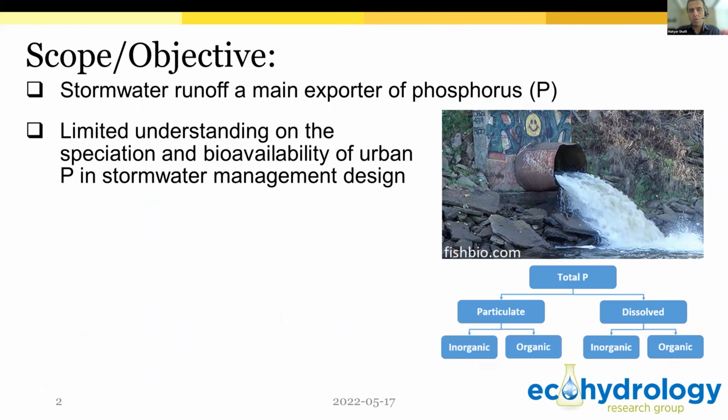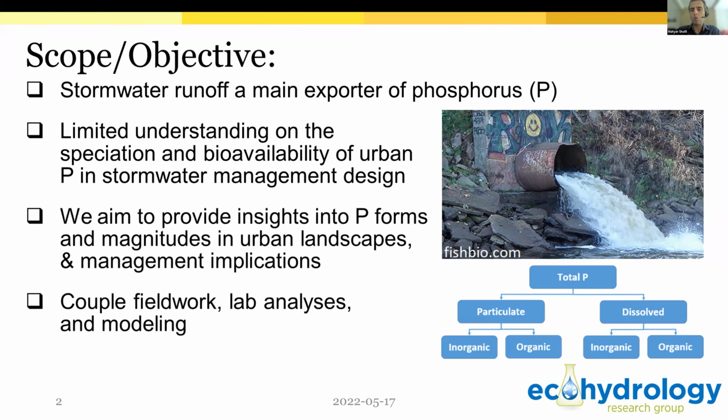Stormwater runoff is known as a main exporter of phosphorus, a nutrient that exists in different forms: particulate, dissolved, inorganic, organic, bioavailable, non-bioavailable. However, understanding about phosphorus cycling in urban landscape is quite limited, especially in the context of stormwater management design. Therefore, we conducted fieldwork, lab analyses, and modeling to provide insight into phosphorus composition and magnitudes in urban landscapes and highlight the management implications associated with that.